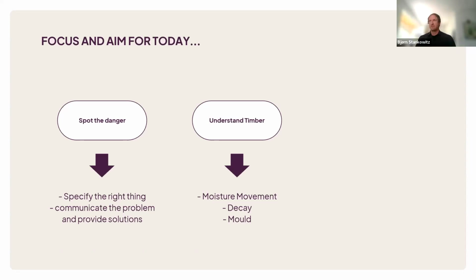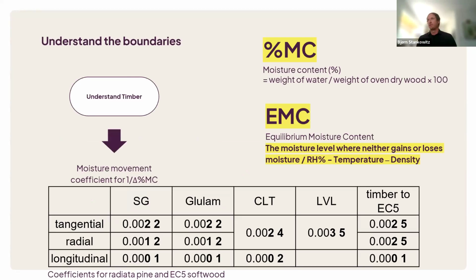So focus and aim for today: spot the danger, specify the right thing, communicate the problem, and provide solutions. And on the other hand, understand timber. What's the moisture movement? What is decay? And what is mold? So first of all, there's a lot going on, and we said timber moves different in different directions. What do we need it for? We need it for bridges to find the tolerances. We need it in houses for connections, and we need to estimate how much a multi-story CLT building is actually shrinking over its time. So all that is embedded in these values, and every timber has a slightly different movement.